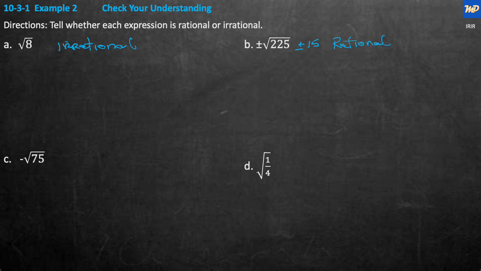Okay, rational. How about this, negative square root of 75? Well, I can tell you right now that there's no number that you can multiply by itself and get 75. There are numbers you can get 75 with, 5 and 15, but I'm talking about the same number squared. And whether it's negative or not is irrelevant. It is irrational.